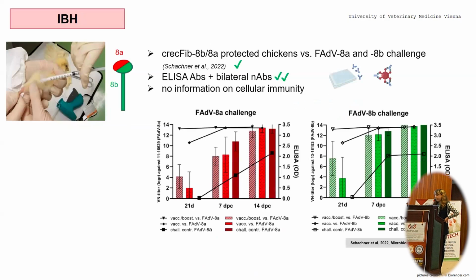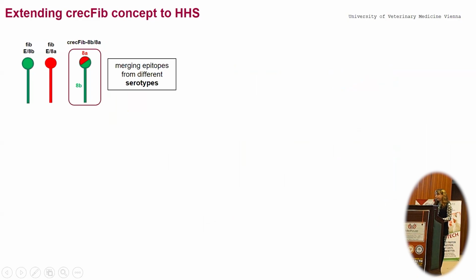So we took this chimera, we vaccinated our chicks, and we challenged them with 8B and with 8A, and this time it did work. We had cross-protection, we had cross-protective antibody, which we saw on the ELISA, and also neutralizing antibody against both 8A and 8B. At this point, we were like, okay, I can get my PhD, thankfully.